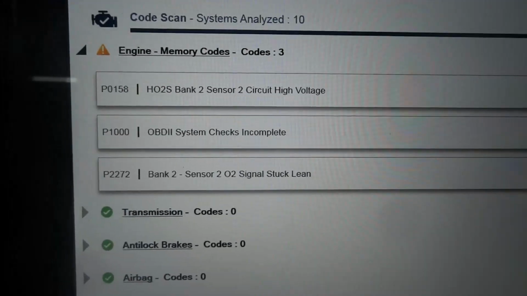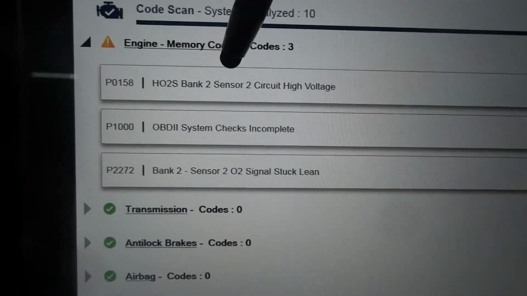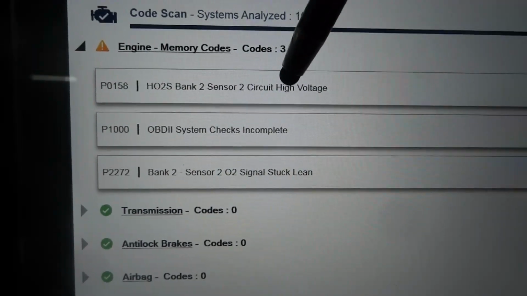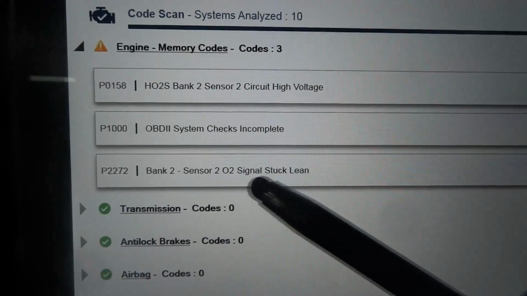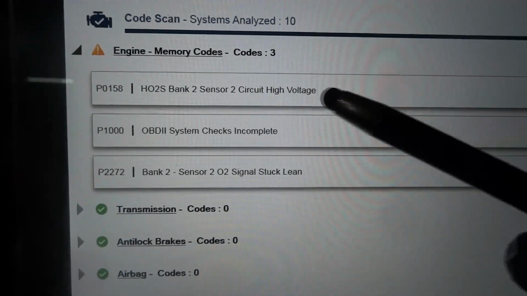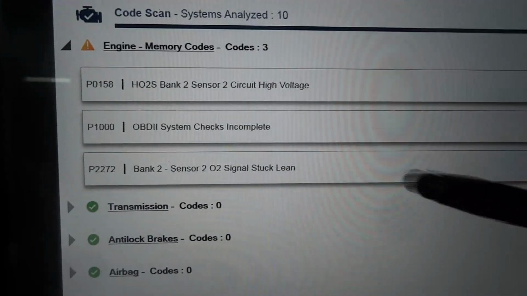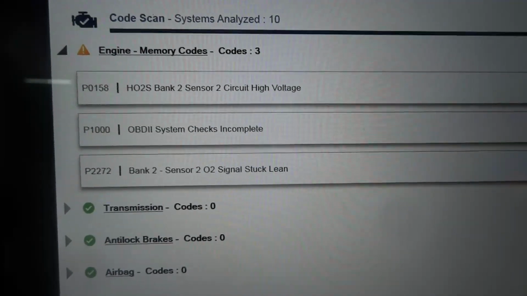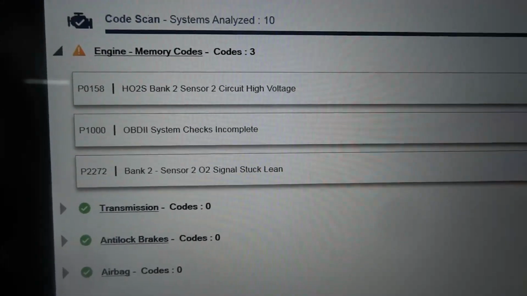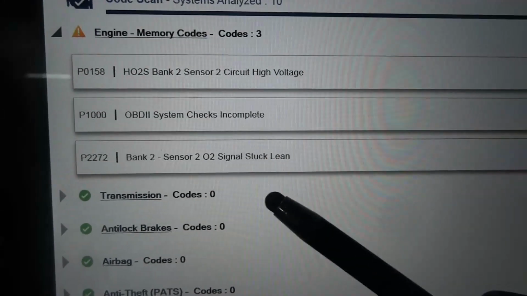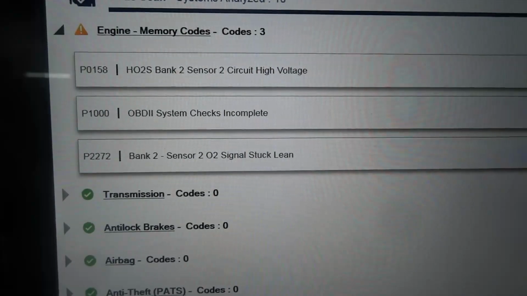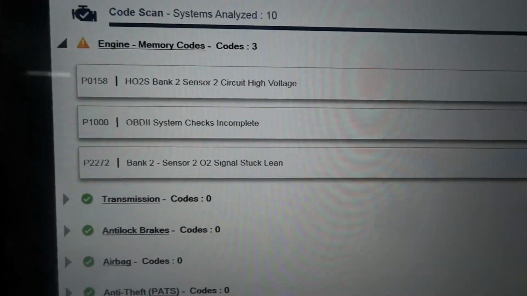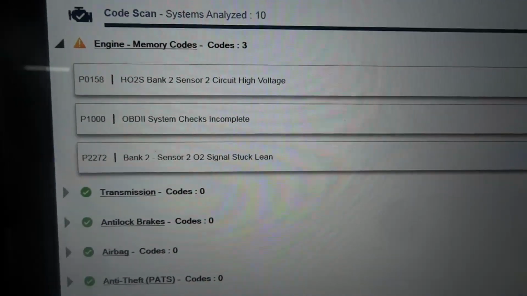Okay, now over here the sensor circuit voltage was stuck high and here it was stuck lean. So when the sensor sticks high, it sends a rich signal. When it sticks high, it sticks around 800 or 900 millivolts, and when it sticks low or lean, it sticks around 300 or 200 millivolts, which is a lean signal on a conventional O2 sensor.